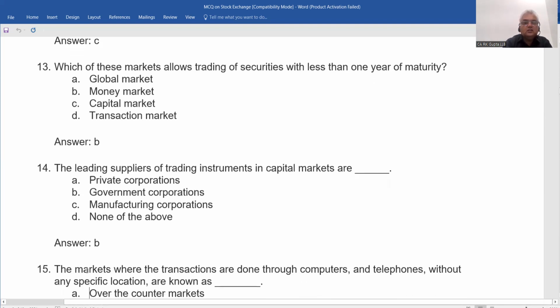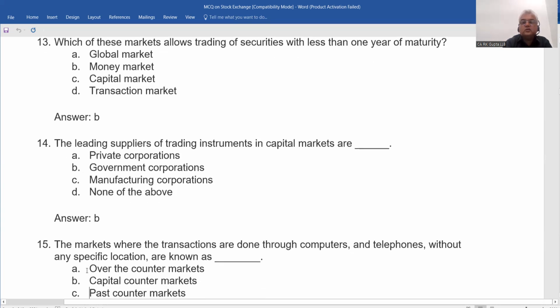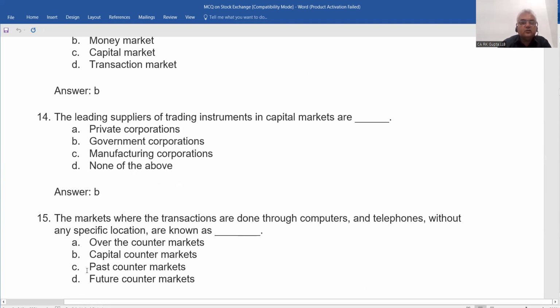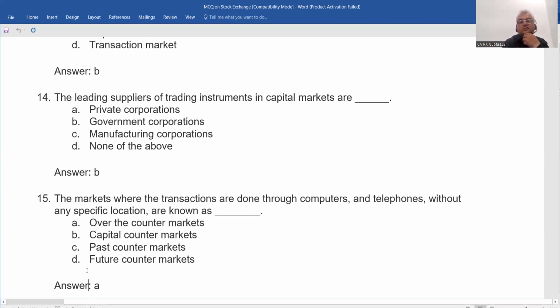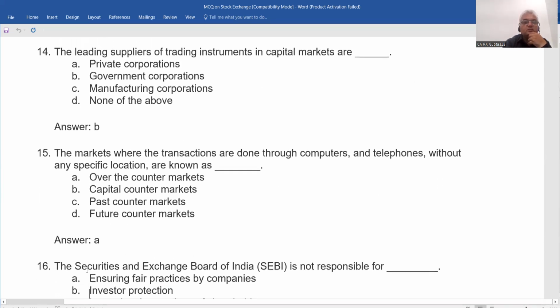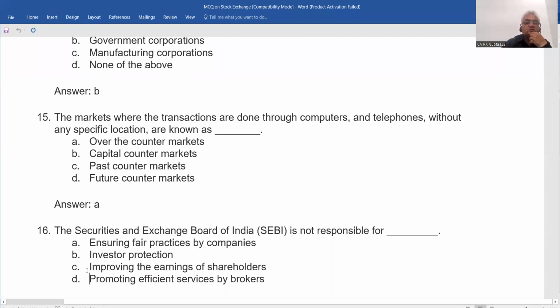Government. The markets where the transactions are done through computers and telephones without any specific location are known as over-the-counter markets, capital counter market, past counter market, future counter markets. Over-the-counter markets. The Securities Exchange Board of India is not responsible for which of these?